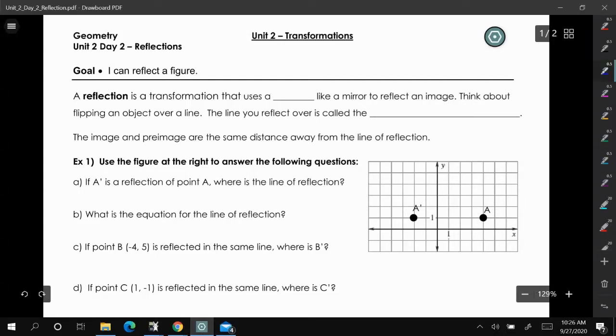Today, we're going to talk about another transformation called a reflection. A reflection is a transformation that uses a line, like a mirror, to reflect an image. Think about flipping an object over a line. The line you reflect over is called the line of reflection.